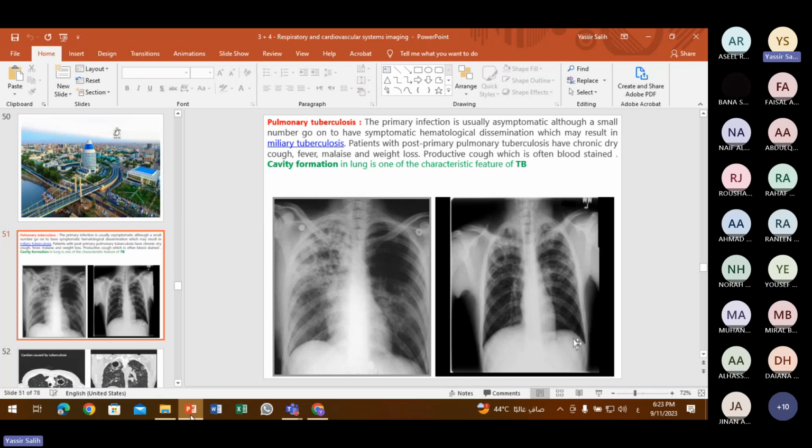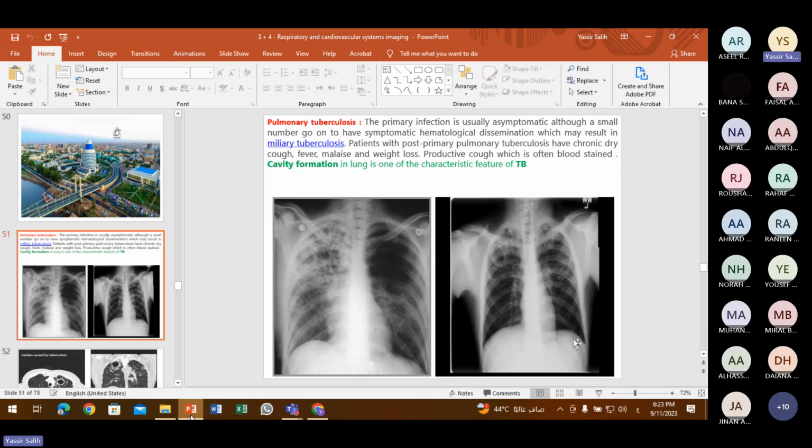maybe this tuberculosis may be reactivated later, if there is a decrease in the immunity of the patient, or the patient develops any condition causing immunity compromise. Also, primary pulmonary tuberculosis can be disseminated by blood, the hematological dissemination of the infection, and this is called miliary tuberculosis.